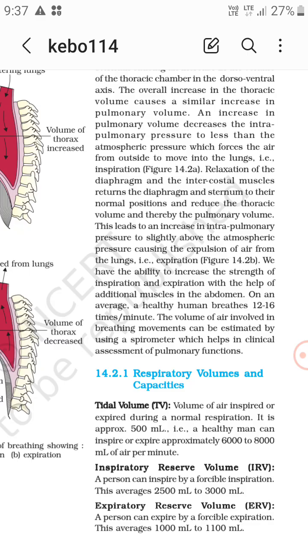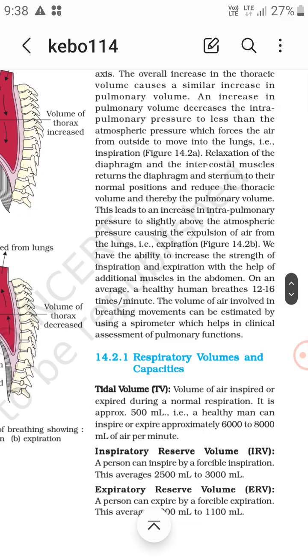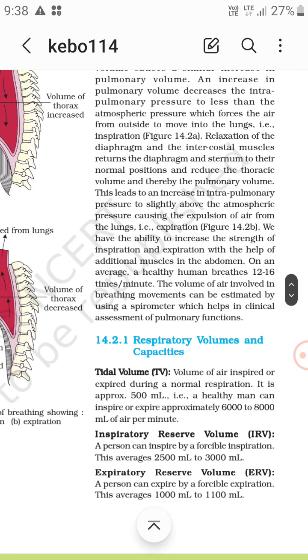Now we have the ability to increase the strength of inspiration and expiration with the help of additional muscles in the abdomen. On an average, a healthy human breathes 12 to 16 times per minute.